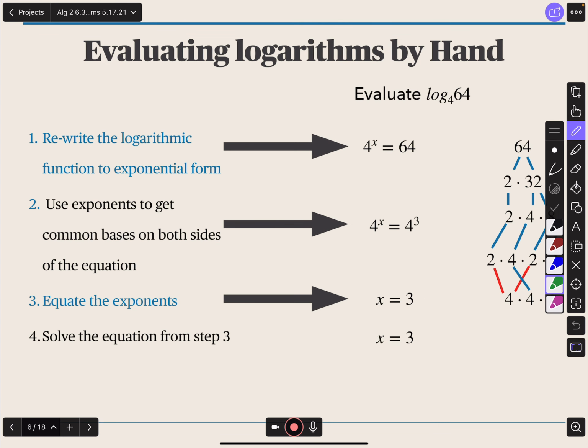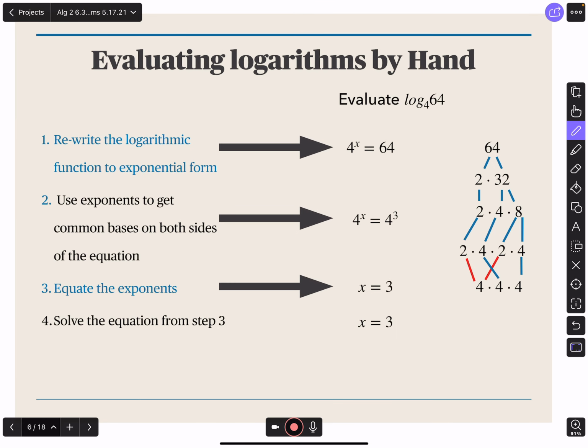I think I jumped here. So hopefully you can see this now. I'm just walking through each step. So here's the original problem up here: log base 4 of 64, and we're supposed to evaluate it.